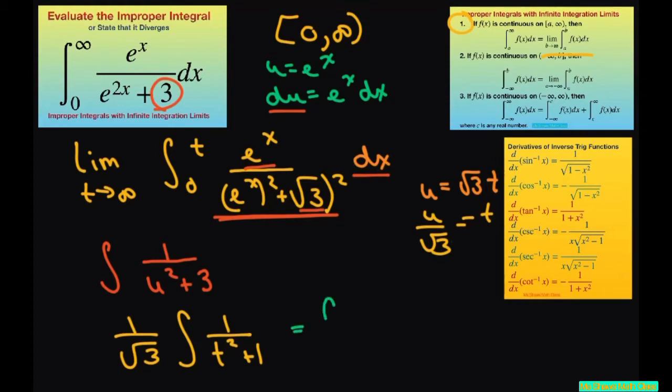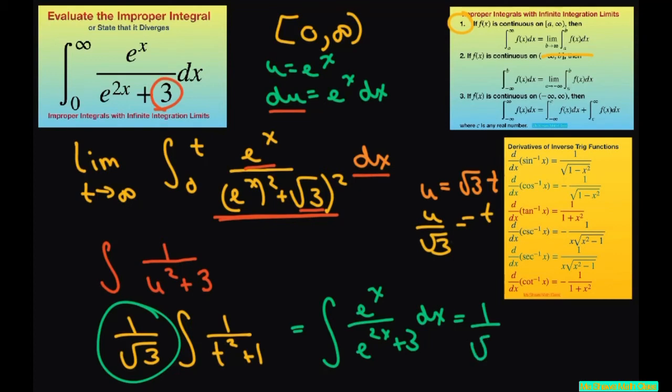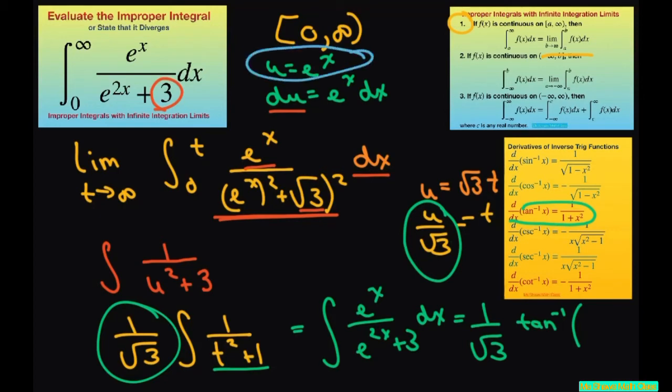We're going to have our integral as e to the x power divided by e to the 2x plus 3 dx equals, you have this part, 1 divided by square root of 3. And now this has the form of inverse tan. And so that's going to be tan inverse of u divided by square root of 3. But our u is e to the x. So you're going to have e to the power of x divided by square root of 3. All right, so that's when you integrate. Now let's go on and evaluate it.